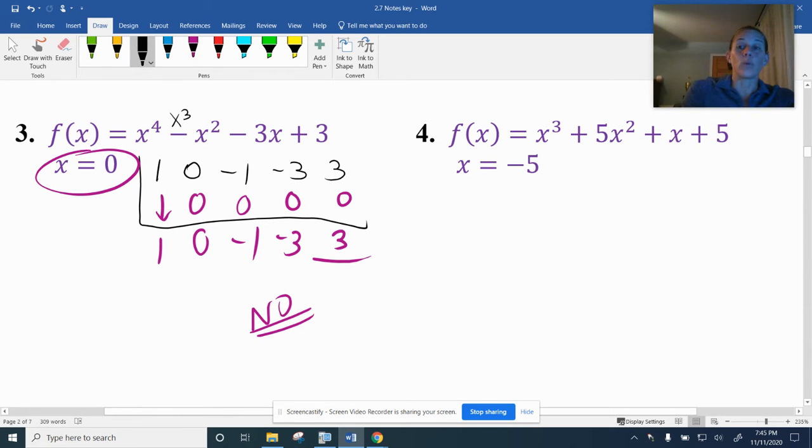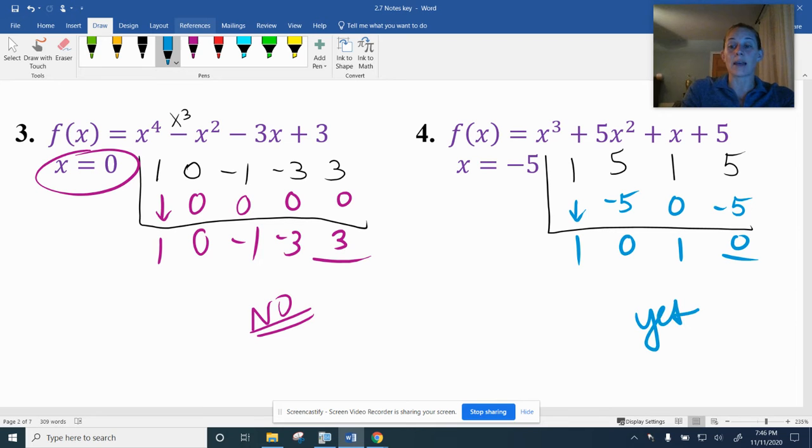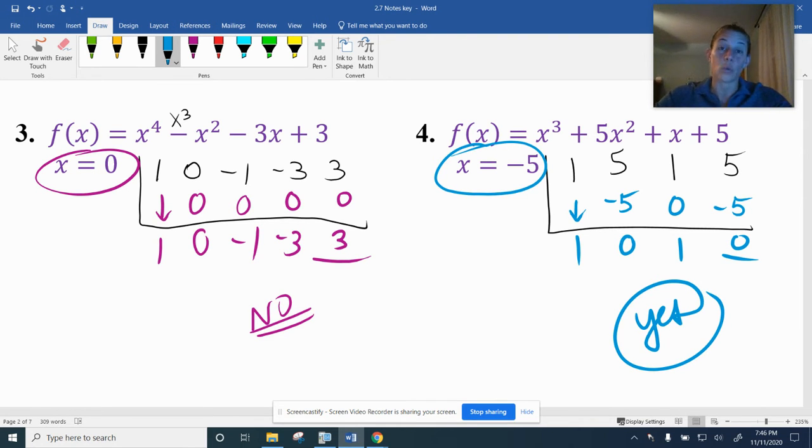And finally, number 4, I have x cubed, coefficient of 1, coefficient of 5, coefficient of 1, coefficient of 5. I'm going to start with my 1. 1 times negative 5, add those up. And then I do get a 0 here as my last number or my remainder. So this would be yes, x equals negative 5 is a solution or a 0 of this polynomial.